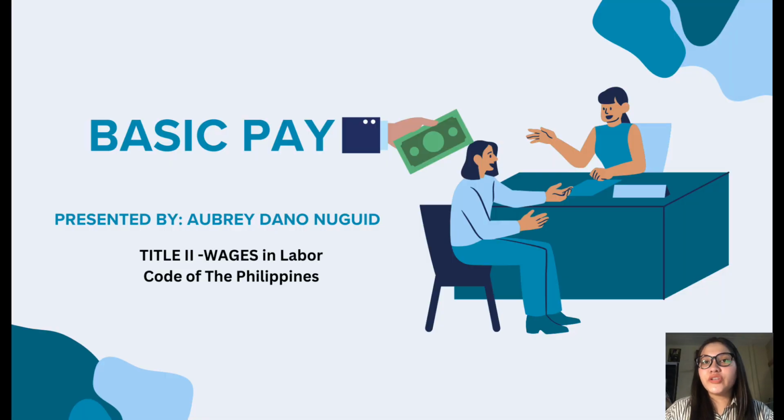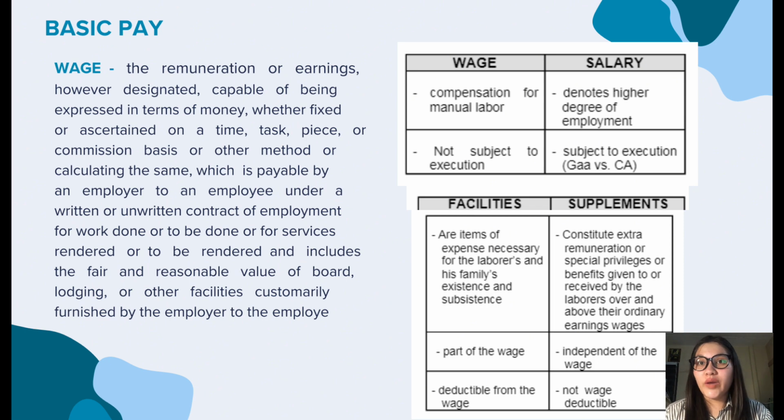In continuation of our topic, I'm Aubrey Danunukid and I will be discussing about the basic pay. So, according to the Labor Code of the Philippines, Title 2, which is the wages. In the definition of wage in Article 97, wage is the remuneration or earnings, however designated, capable of being expressed in terms of money, whether fixed or ascertained on a time, task, piece, or commission basis or other method of calculating the same, which is payable by an employer to an employee under a written or unwritten contract of employment for work done or to be done or for services rendered or to be rendered, and includes the fair and reasonable value of board, lodging, or other facilities customarily furnished by the employer to the employee.